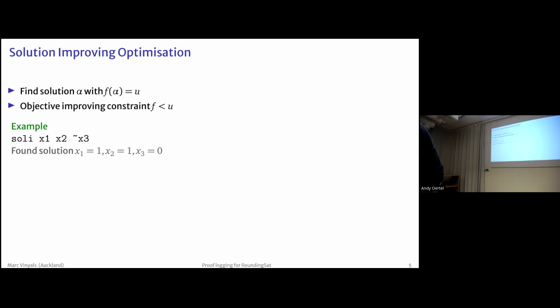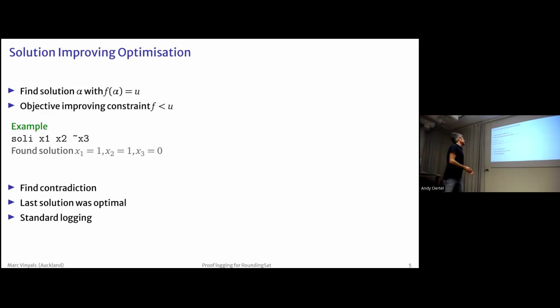And then there's the lower bound part. Once we add an objective improving constraint that's too strong, then we know that we've got an infeasible problem. There's no solution, so we can just use the normal proof logging. We'll end up deriving a contradiction. So we can just use standard logging for that. There's nothing special that we need to do in this case. Right, so there's just recording solutions and finding contradictions.